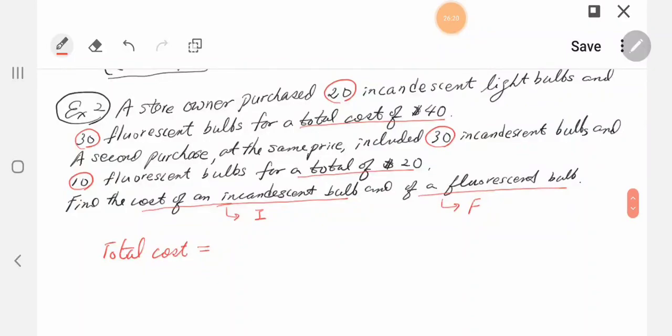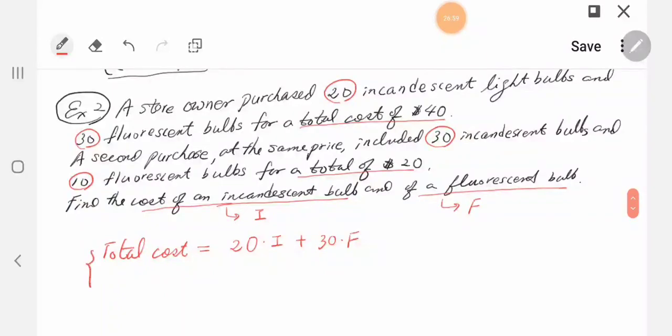Is the sum of the cost from incandescent and the fluorescent, right? So for the incandescent, there are 20 incandescent light bulbs. So multiply this 20 times I, right? I is the price of incandescent. So I times 20 plus fluorescent. I don't know how much the fluorescent light bulb is. So fluorescent times how many did he purchase? 30 of them, right? So the total cost should be 20i plus 30f, right?